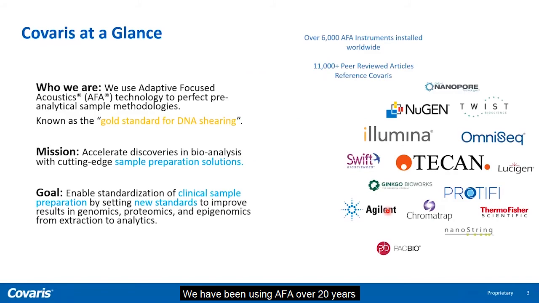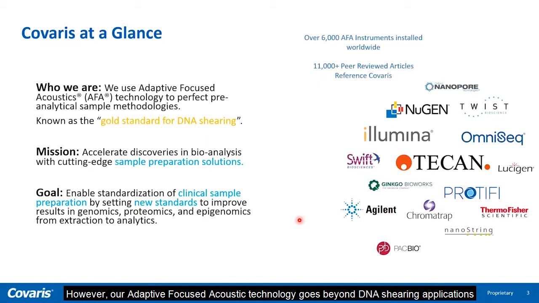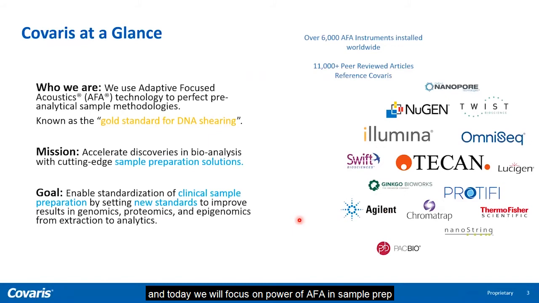We have been using AFA for over 20 years, and Covaris is known as the gold standard for DNA shearing. However, our adaptive focused acoustic technology goes beyond DNA shearing applications, and today we will focus on the power of AFA in sample prep, specifically with processing FFPE samples.